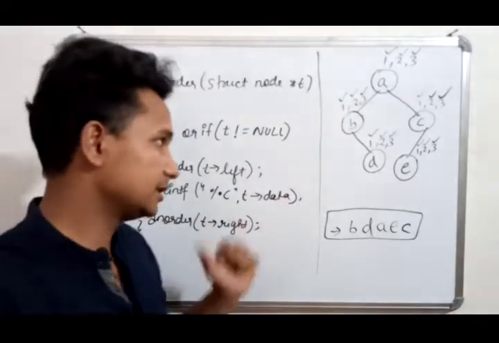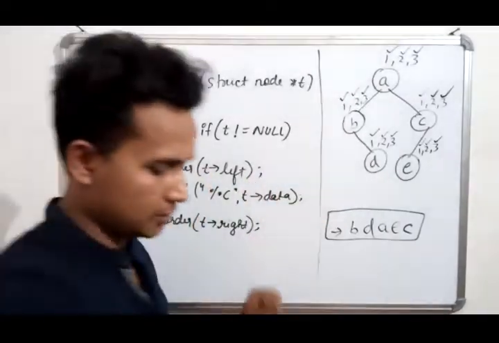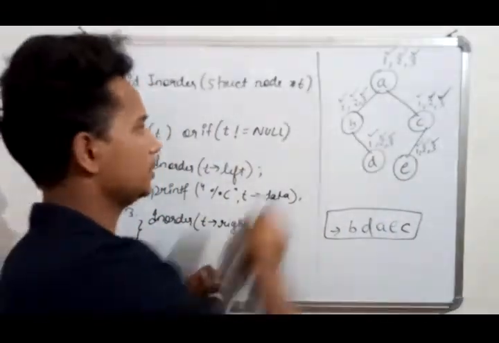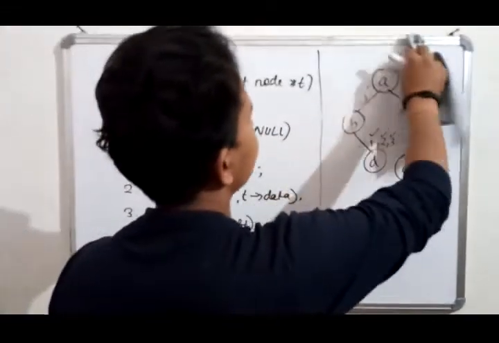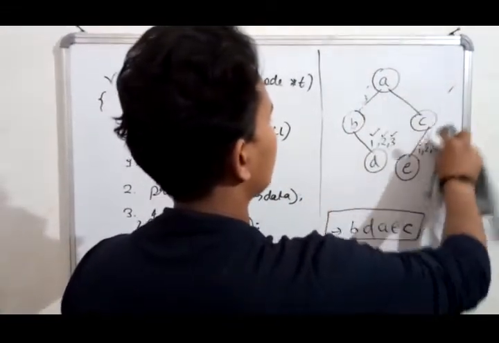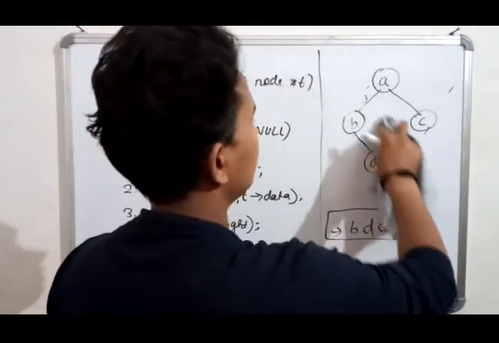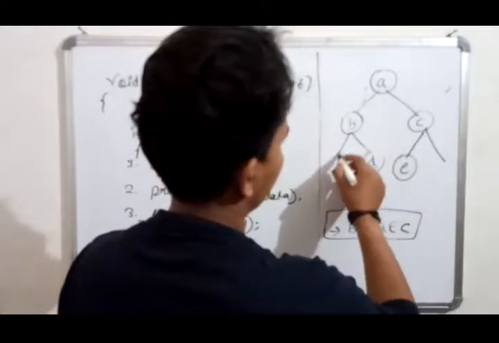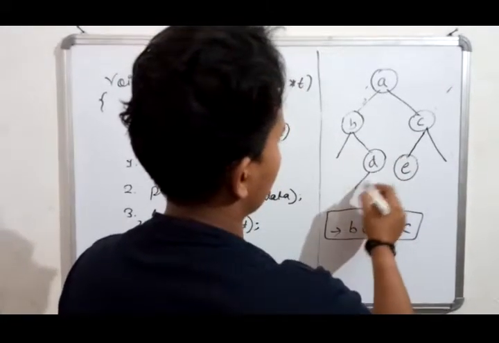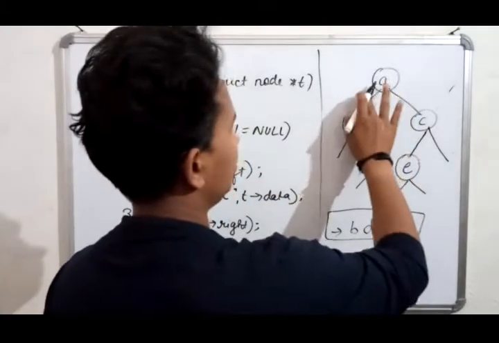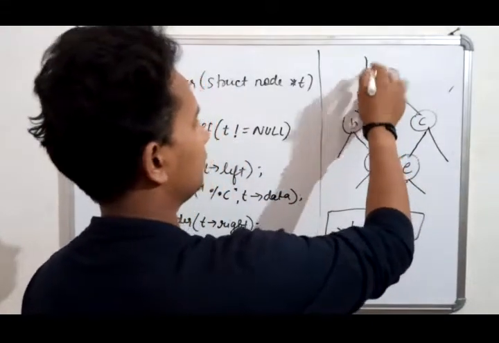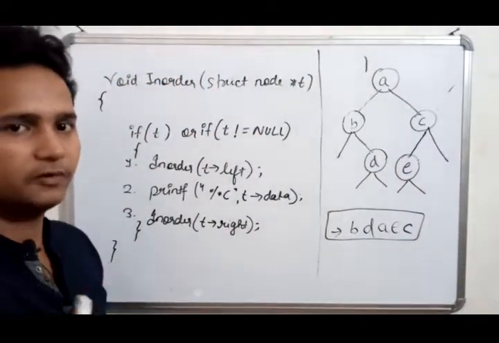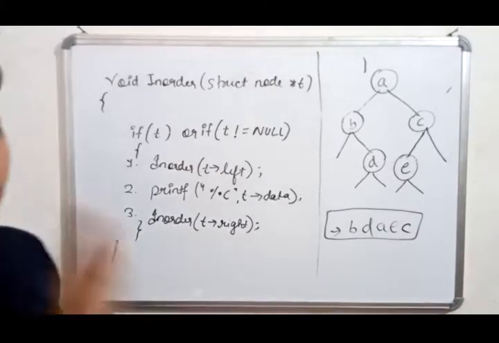Now we can also check whether this is right or wrong with the method that I told you in the previous video. So let's check it. First of all, we will make some dummy nodes. So we will start traversing from A. If you remember what I told you about inorder, whenever we reach a node for the second time, we will print it.